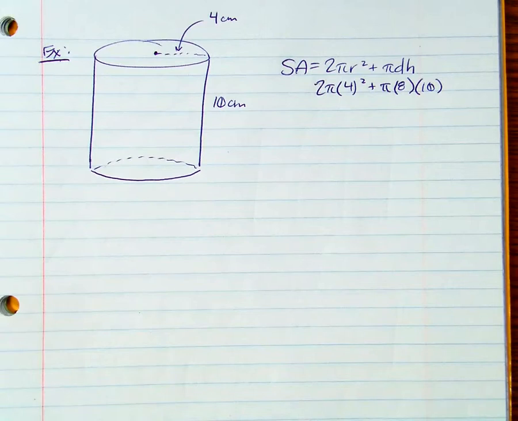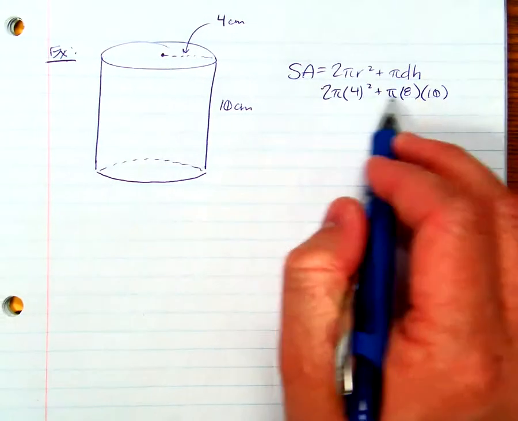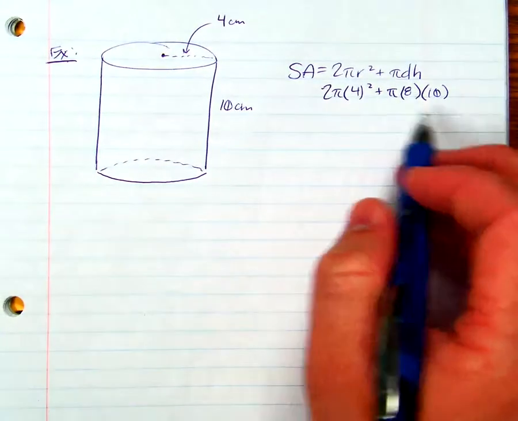Here's where I want everyone paying really close attention. All we've done so far is plug in the numbers from the diagram. Using the number pi should be the absolute very last thing that you do in this problem. So I'm going to start by simplifying any other numbers that I can.